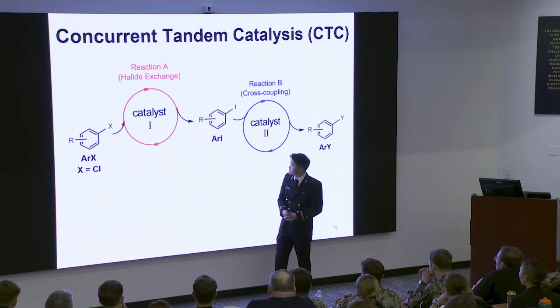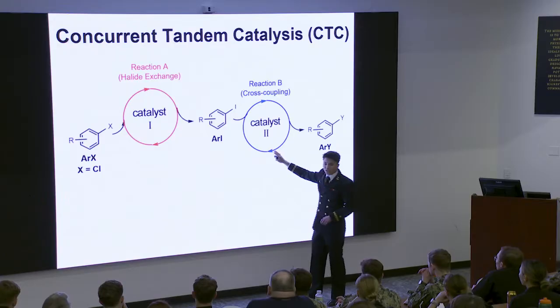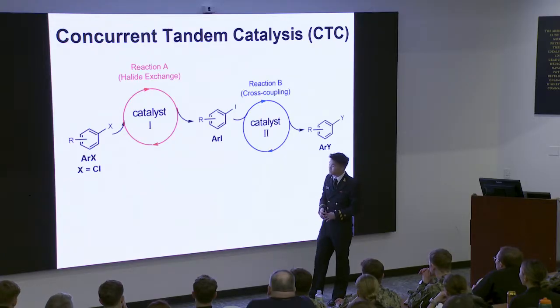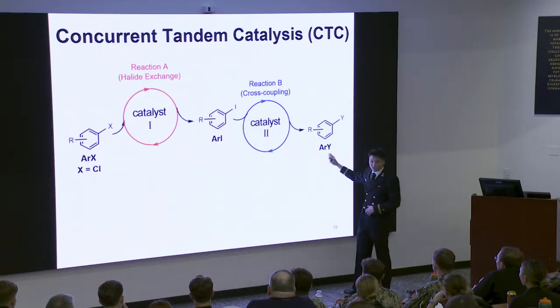carbon-iodide bond. In turn, this aryl iodide intermediate is then used as the reactant in the second reaction, reaction B. In reaction B, the aryl iodide intermediate is coupled with a specific phenol cross-coupling partner to form the desired product.